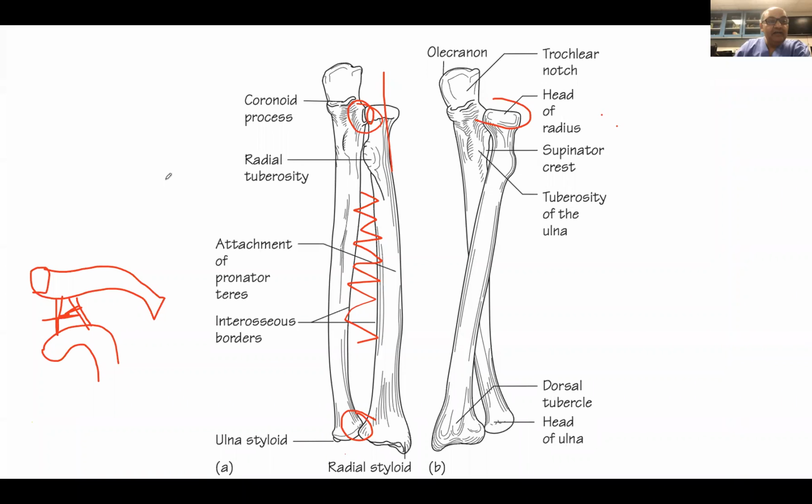Clavicle fracture, damaged subclavian artery, possible. Subclavian vein, possible. Supraclavicular nerve, possible. Infraclavicular part of the brachial plexus, possible.